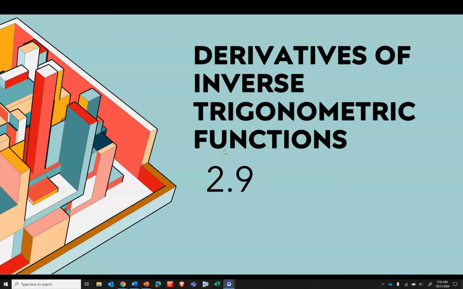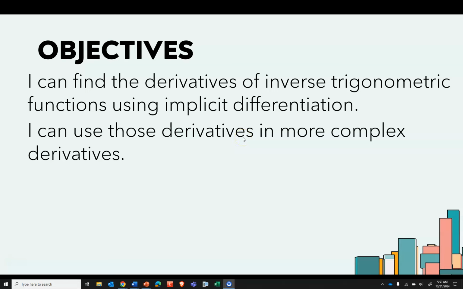We're getting down to the last couple of derivative rules. Unit 2, Lesson 9 is derivatives of inverse trigonometric functions. So by the end of this, or really probably after the first example, I want you to be able to find the derivatives of inverse trigonometric functions using implicit differentiation. Once you have those, you should be able to use those derivatives in more complex derivatives.